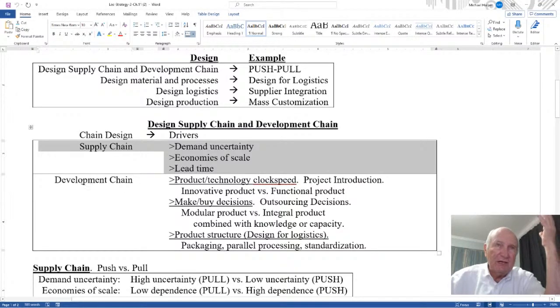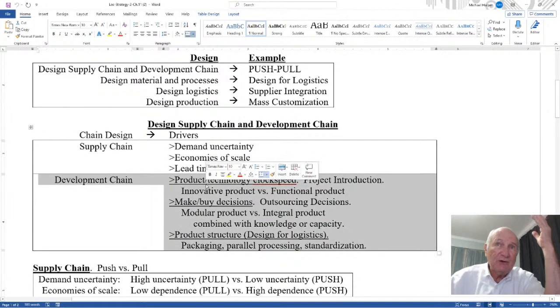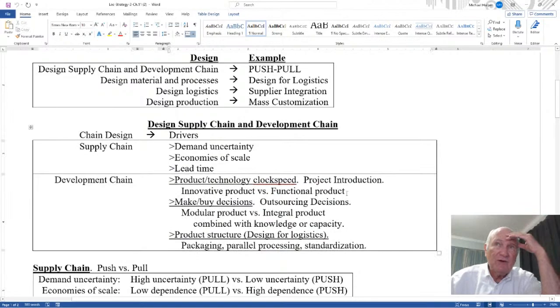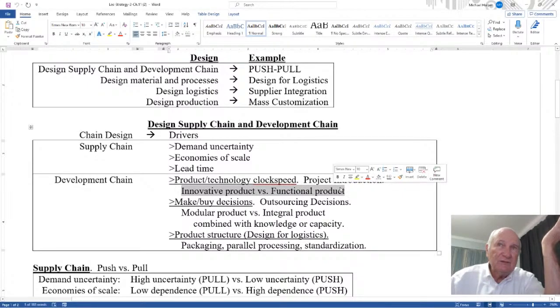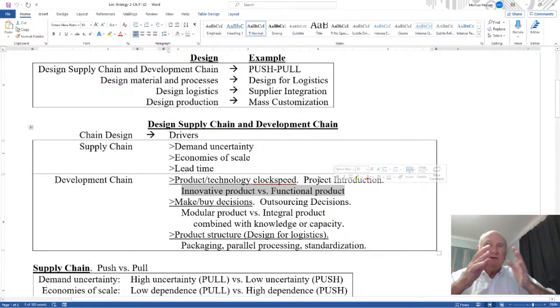But the development chain, which develops the actual product, the drivers, first of all, for the product technology clock speed, you have your introduction, project introduction, to where you have your innovative versus functional product. And so what's the clock speed? Is it an innovative product? Is it a functional product? So the development chain then needs to be coordinated with the supply chain.